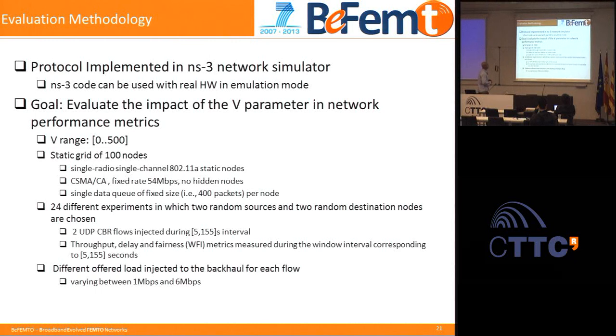We consider as technology for the backhaul low cost and licensed spectrum based on 802.11a, configured to 54 megabits, and we configure the Wi-Fi MAC layer so that no hidden nodes are attained. So we don't have propagation errors. We just can lose packets due to queue drops in the home nodeBs. So this is a simple setup in terms of wireless propagation and wireless errors.